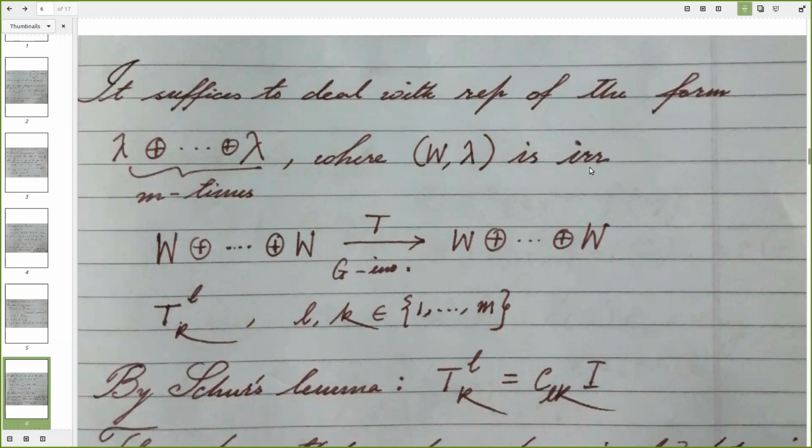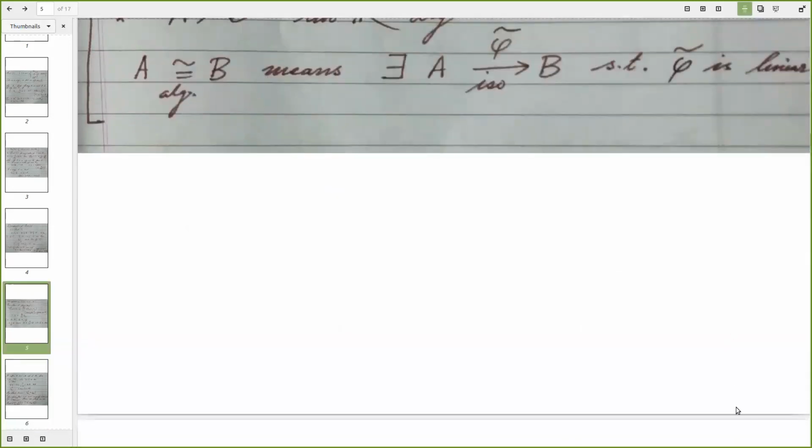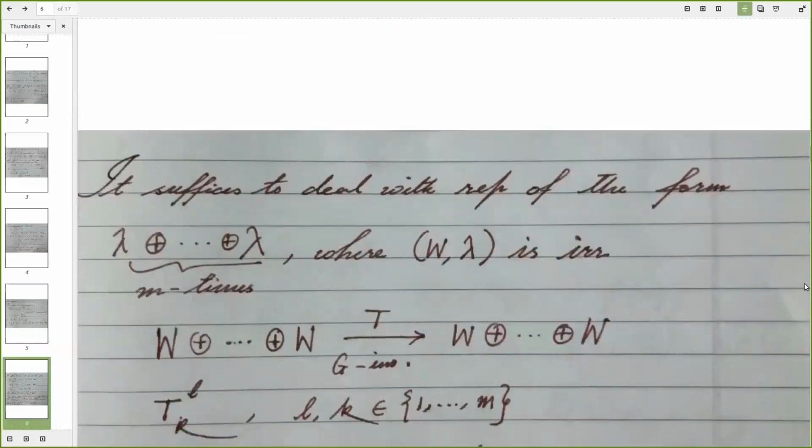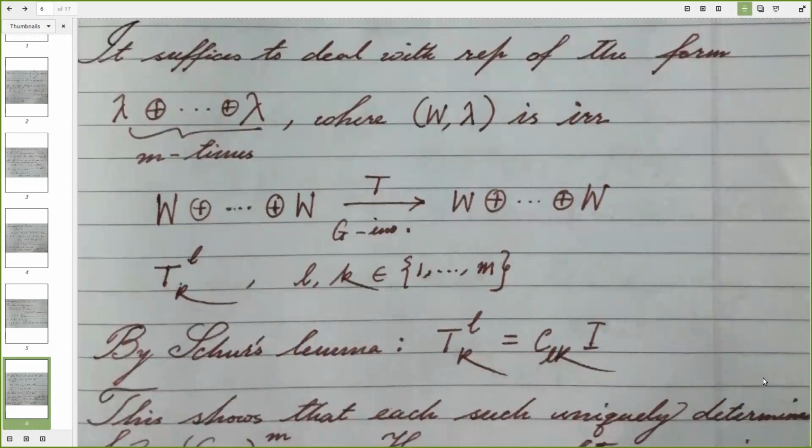So again, let me repeat. Earlier we saw that End rho is the direct sum of End rho Vi's, and rho Vi is structurally nothing but the direct sum of the same irreducible representation rho i. So therefore, if we can determine in general the ring of endomorphisms of a representation which is a direct sum of some fixed irreducible representation, then we will be done. Okay, now let's go ahead.